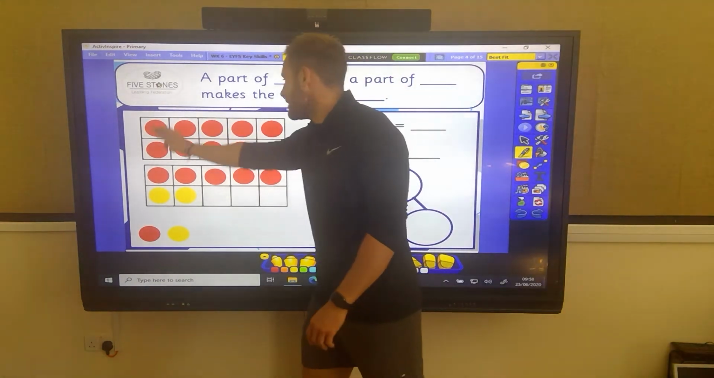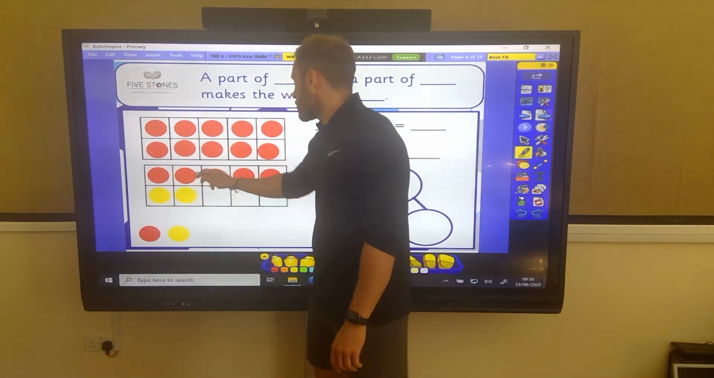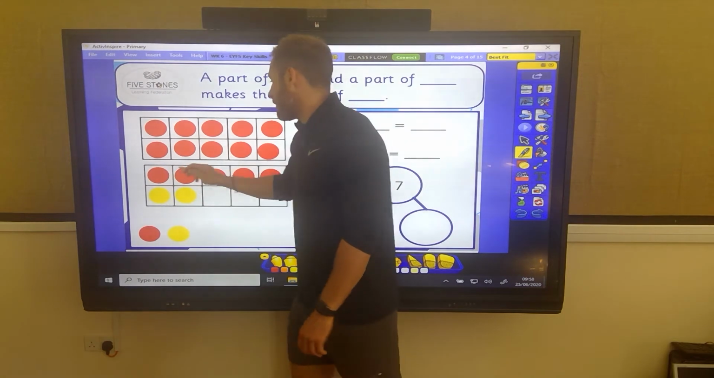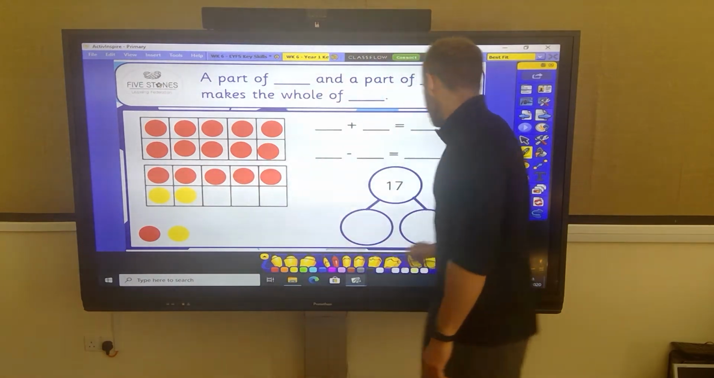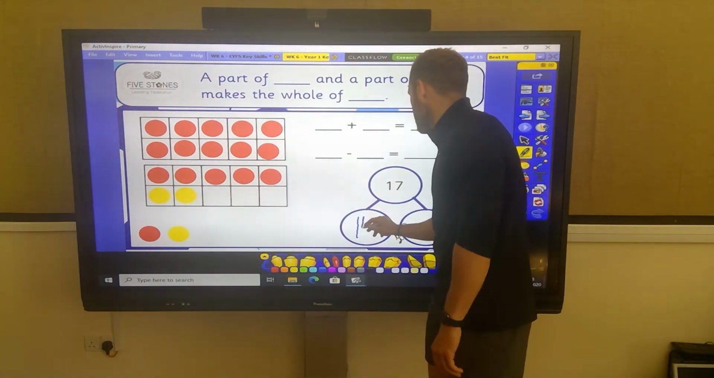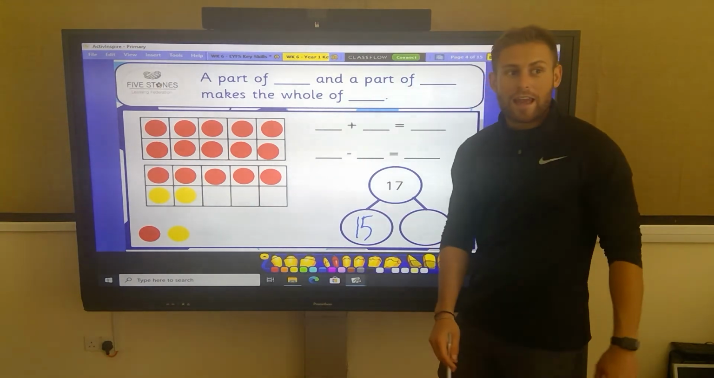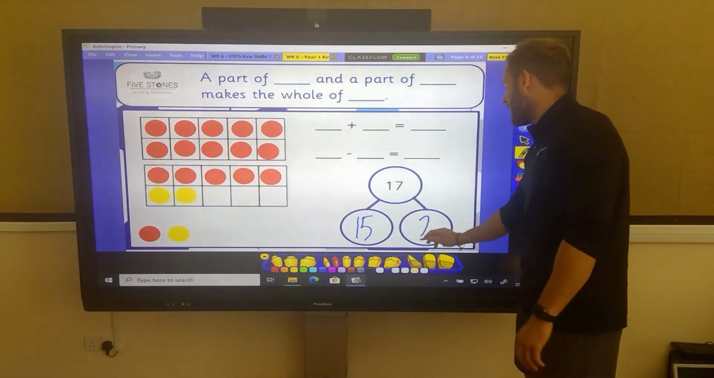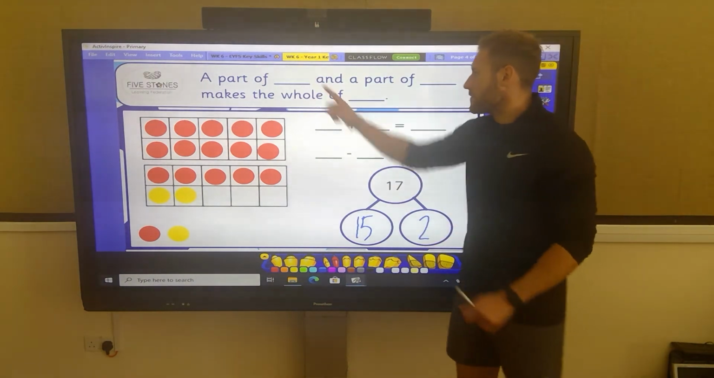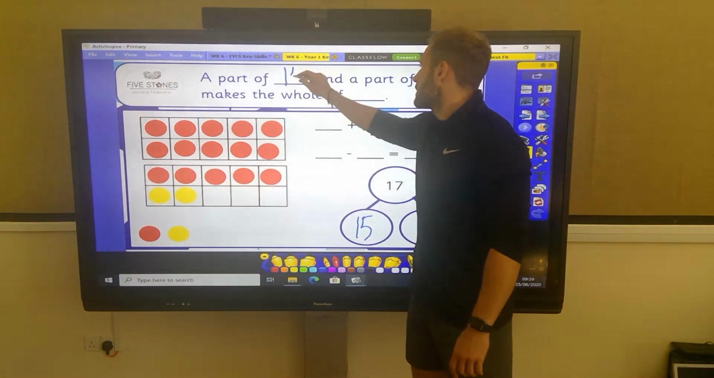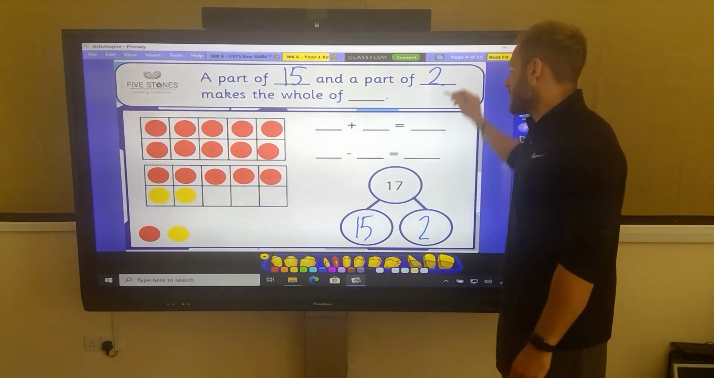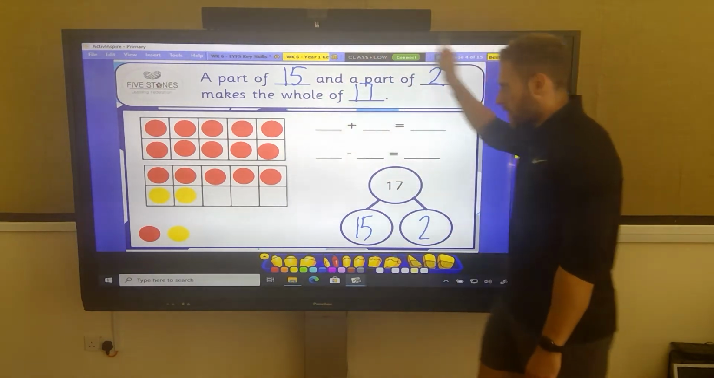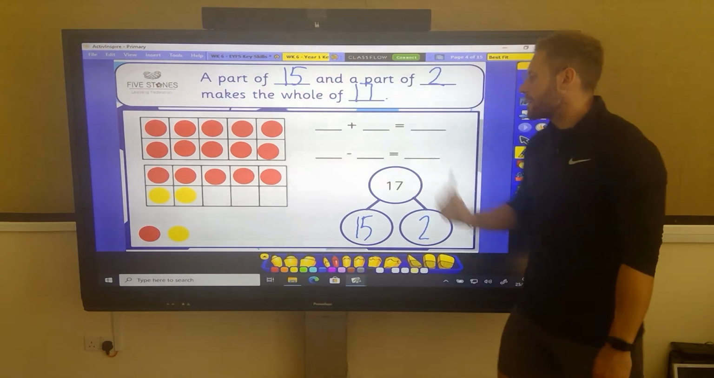So we've got 10 reds, 2, 3, 4, and another 5. 10 and 5, 10, 11, 12, 13, 14, 15. Yes, we have 15, part 15, and then our yellow part is 1, 2. That's a nice easy one, a part of 2. So we know a part of 15 and a part of 2 makes a whole of 17.